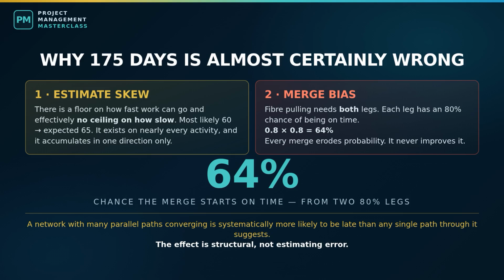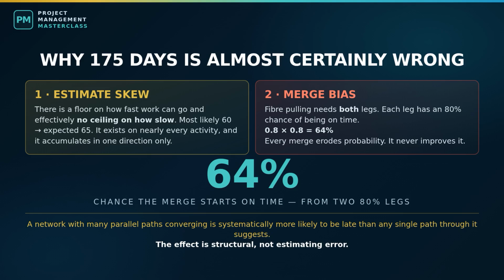Reason 1 is estimate skew. Durations are not symmetric. There is a floor on how fast work can go and effectively no ceiling on how slow. Remember the poll agreement. Most likely 60, expected 65. That 5-day gap is invisible in a deterministic schedule. It exists on nearly every activity, and it accumulates in one direction only.